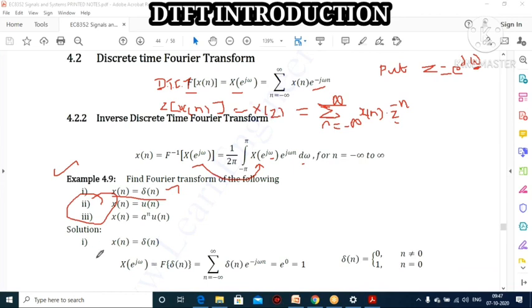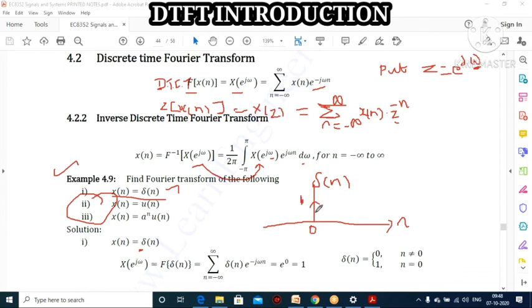First let us see x of n equal to del of n. This del represents the impulse function. You know the graph for del of n, isn't it? Here the graph is drawn between del of n versus n. The signal is defined only at n equal to 0, where its value is 1. Otherwise it is 0.